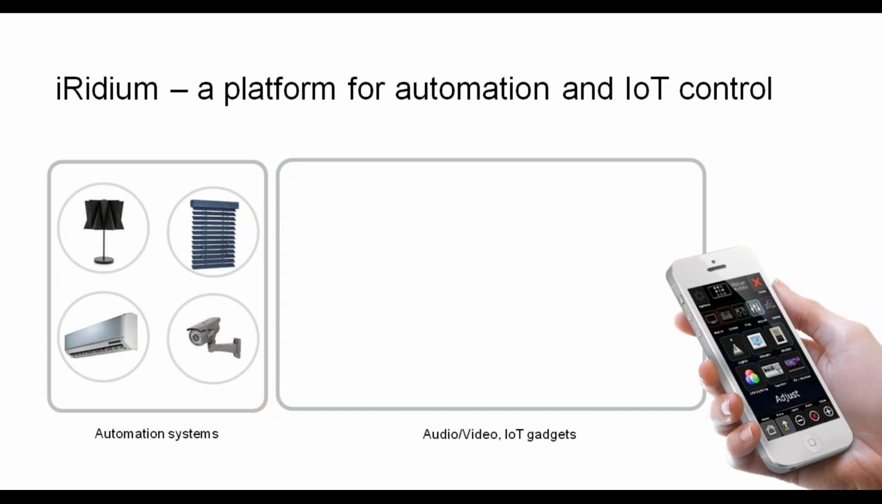What you can control using iRidium: there are two different things that can be combined inside one project. The first one is about automation systems, our current systems that we support or upcoming systems that we will also support using modules for them. And there is another part. It's about audio, video, and Internet of Things. In our case, we speak about IoT gadgets.